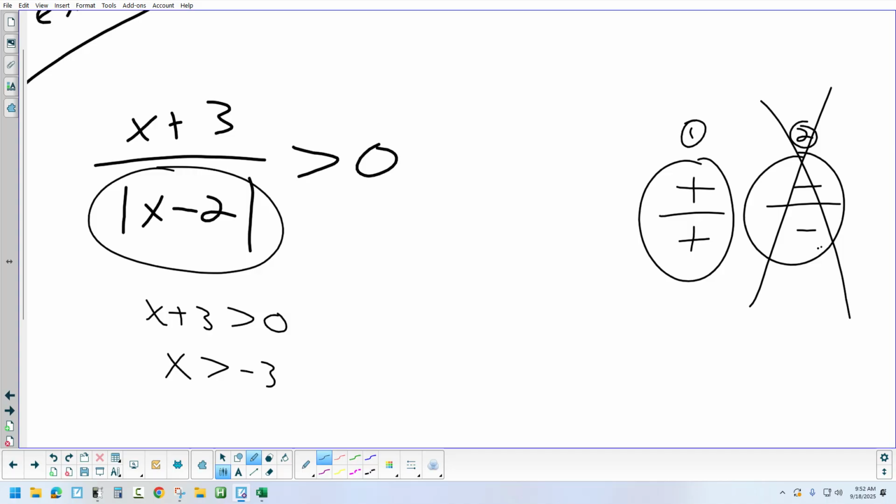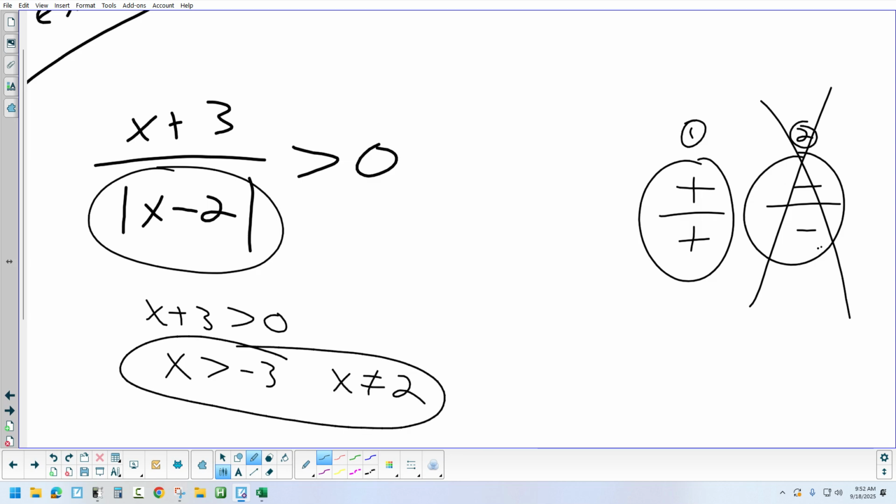But that's not quite my entire answer. X has to be bigger than -3, but there's something else. What else do I have to say about x? It cannot be 2. So x can be any number bigger than -3, and that'll guarantee the top is positive, and the bottom is always positive, so I don't have to worry about that. But I can't divide by 0. That's why x can't be 2. So if you just said x has to be greater than -3, you're not quite right. You forgot about x not being 2.